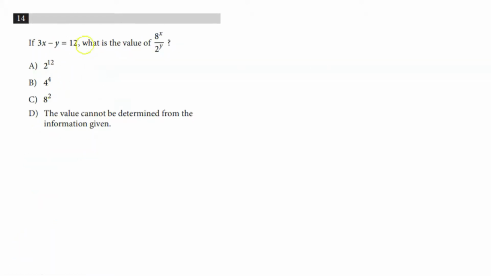Number 14. If 3x minus y equals 12, what is the value of 8 to the x over 2 to the y? Okay, well, right off the bat, anytime we're dealing with exponents, you want their bases to be the same. And this is actually pretty easy to manipulate in this question, because 8, that's just 2 cubed. So we have 2 to the third power to the x power over 2 to the y power.